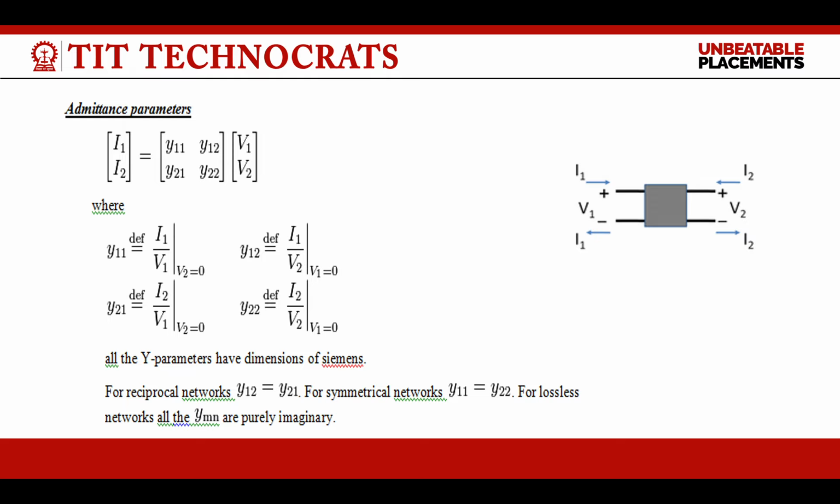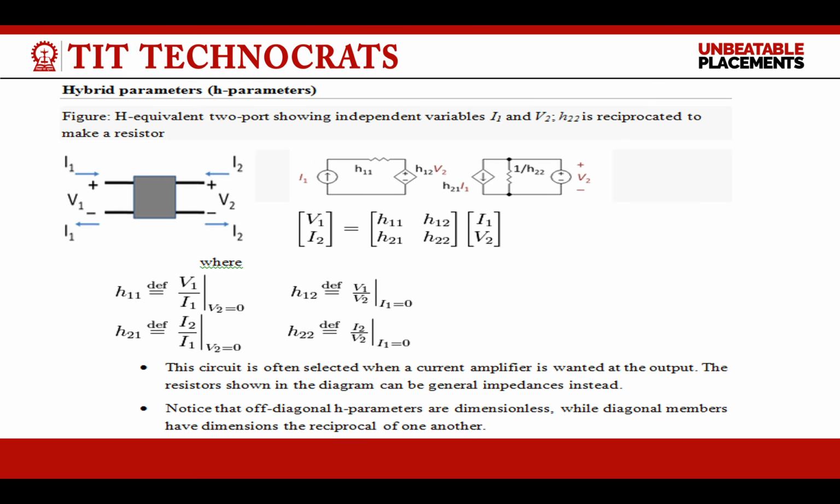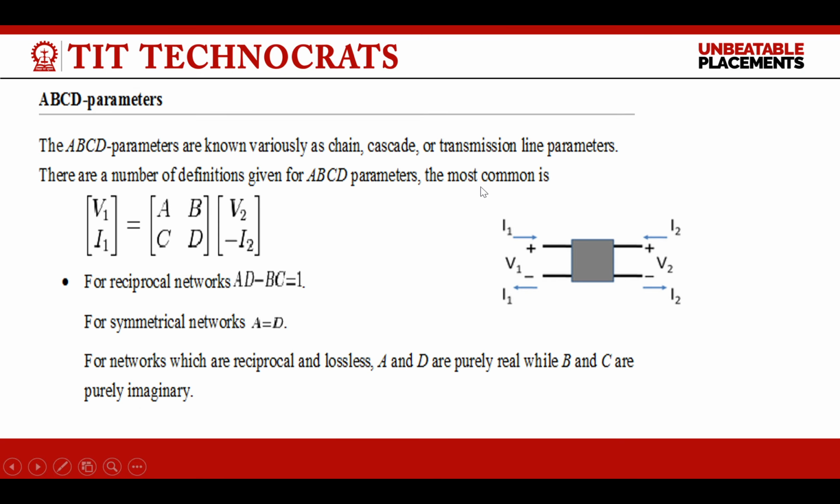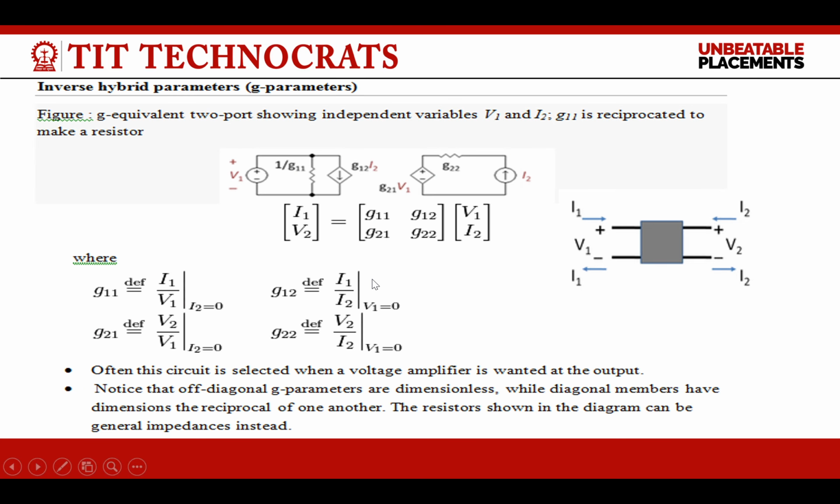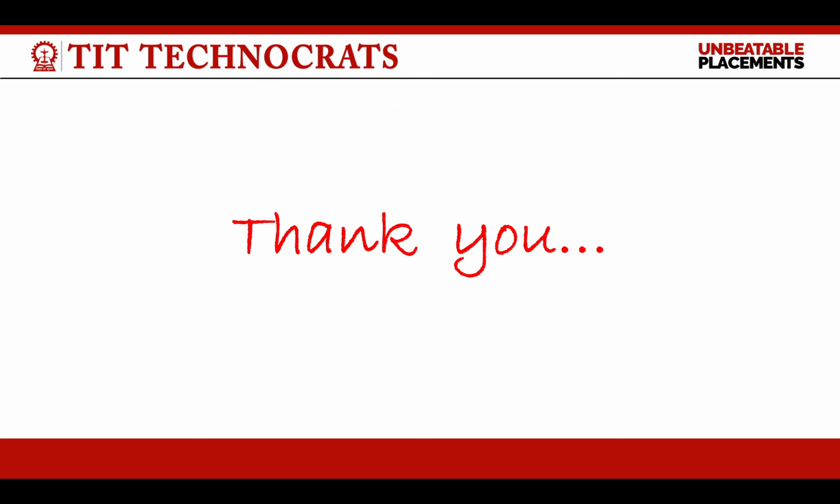These are the Y parameters shown in the figure. These are H parameters shown, and it is an equivalent circuit of H parameters. Next is ABCD parameters. These are G parameters. These are the G parameter equations, I1 and V2 in terms of V1 and I2. Thank you.